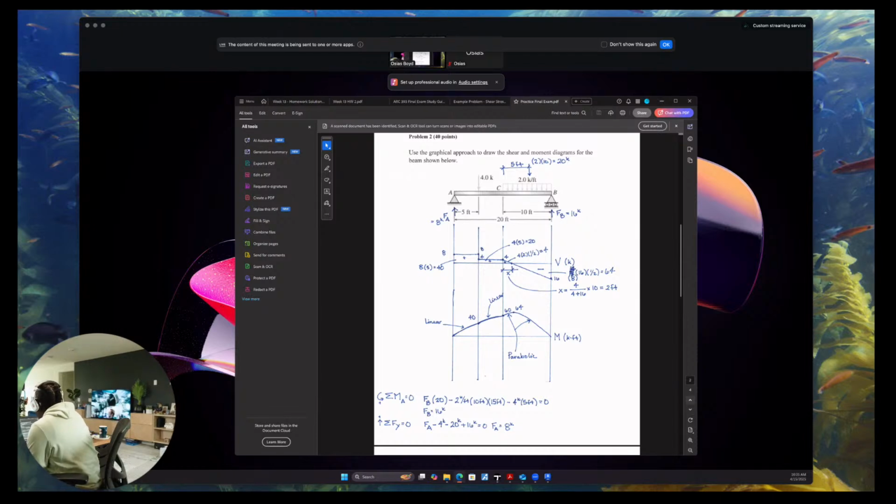So there's a drop. For segment 3, there's a distributed load of 2 kips per foot, from 10 feet to 20 feet. In a shear diagram, a distributed load causes a linear slope downwards because it continuously applies force across the distance.